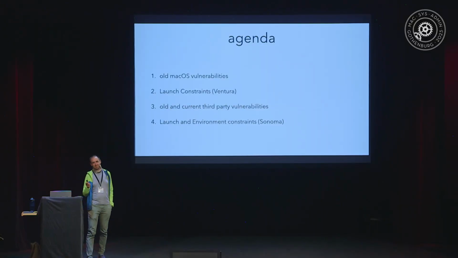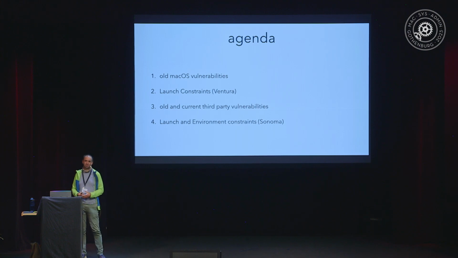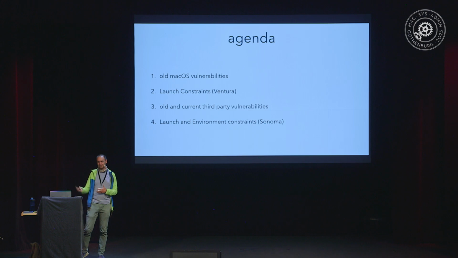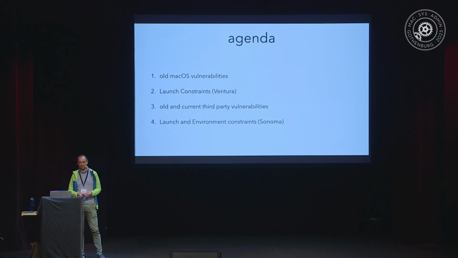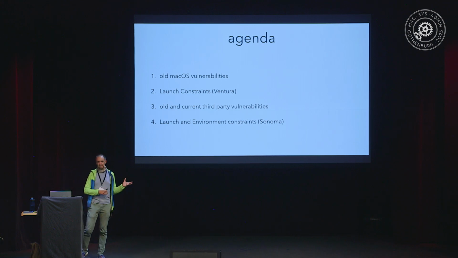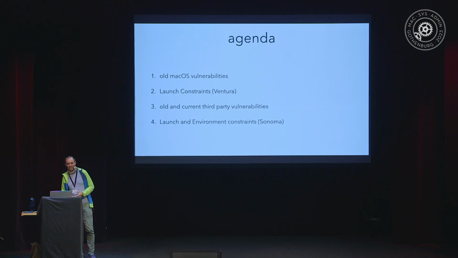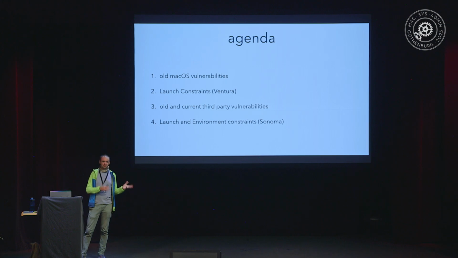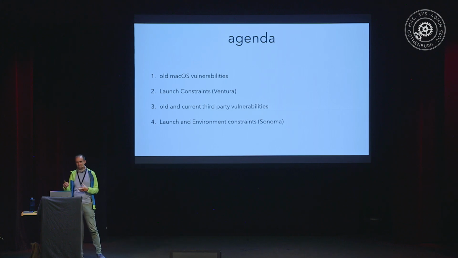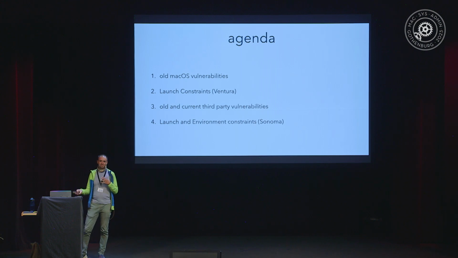Anyway, before launch constraints, I will talk about some old macOS vulnerabilities that actually paved the way for Apple to engineer launch constraints, which were introduced in Ventura. This will be the praise part of the talk for Apple. Then I will talk about old and current third-party vulnerabilities, and then the new launch and environment constraints, which Apple introduced in macOS Sonoma, and this will be more like the shame part of the talk.